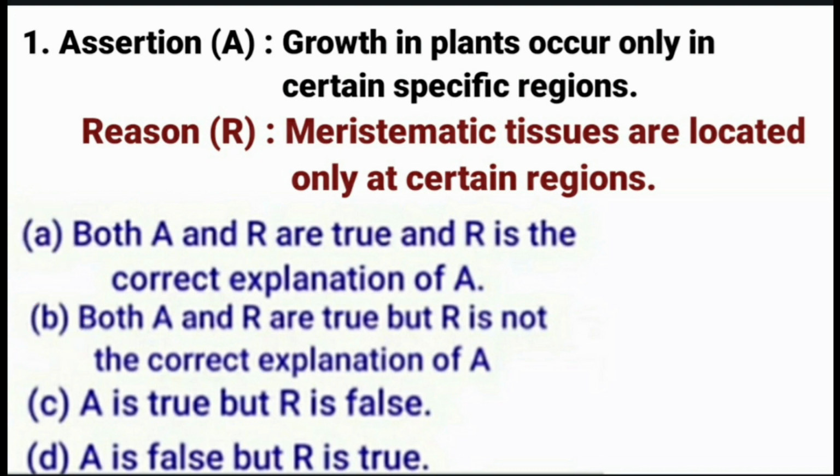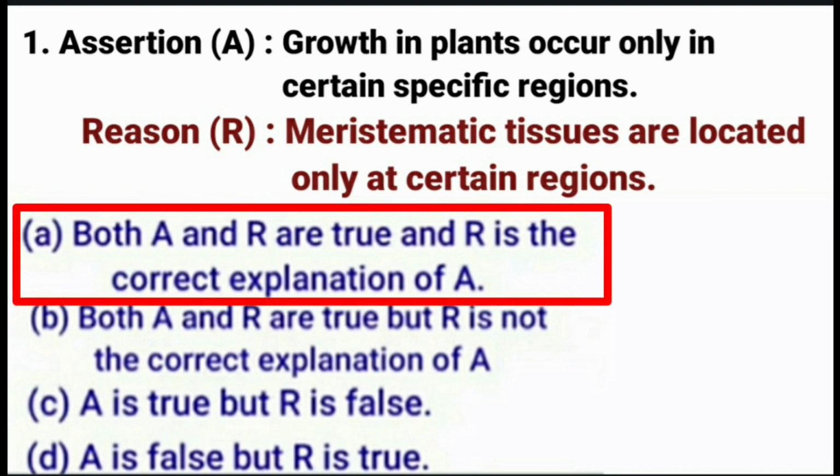The next step is to find out whether the reason is the correct explanation of the assertion or not. If you add "because" after the first statement, then you will get the correct option. Here, growth in plants occurs only in certain specific regions because meristematic tissues are located only at certain regions. So, option A is the correct answer. Both the assertion and the reason are correct, and the reason is the correct explanation of the assertion.